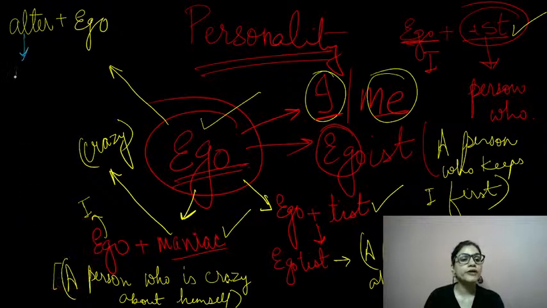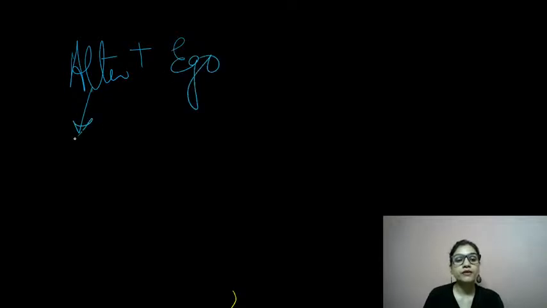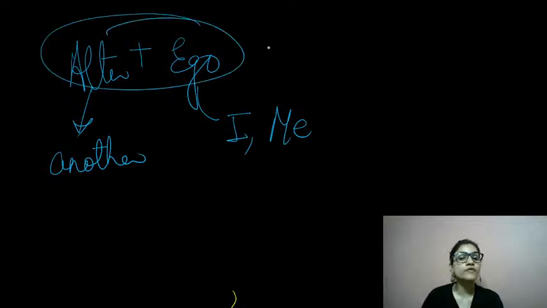Alter refers to another and ego refers to I or me. Right? So I'll be using another slide for the same. If we talk about this word root alter plus ego, what do I get? Another I or me. Right? So we can have two divisions for this word alter ego.